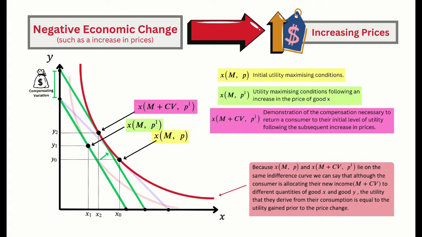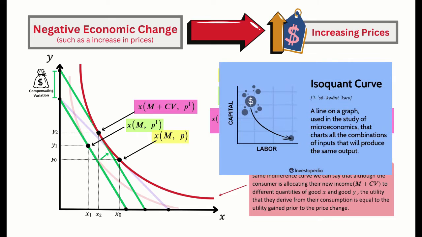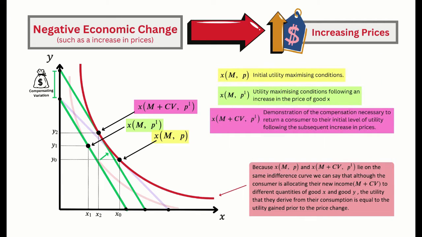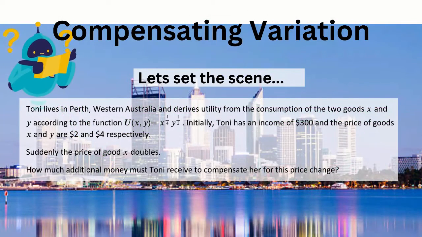Graphically, this can be observed in the outward shift of the consumer's budget constraint, which is represented by the green line, to when it forms a tangent with the initial utility isoquant. The vertical translation of the budget constraint which is required to ensure that it forms a tangent with the initial utility isoquant will be the consumer's compensating variation. This should be thought of as the dollar value impact that the price change has had on the consumer's overall welfare. So let's apply these ideas to a real-world example.